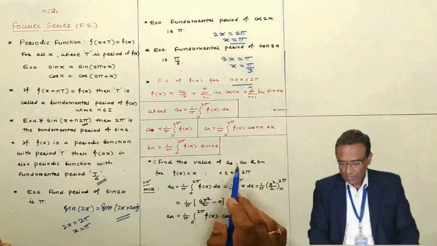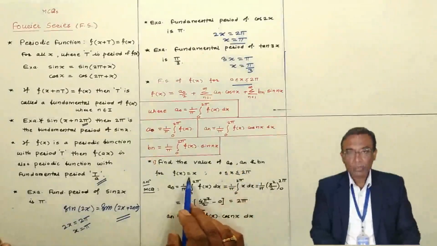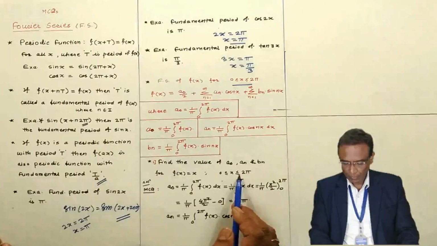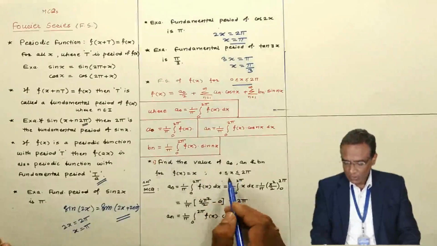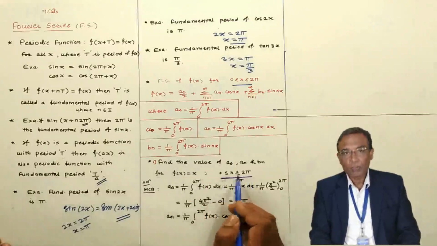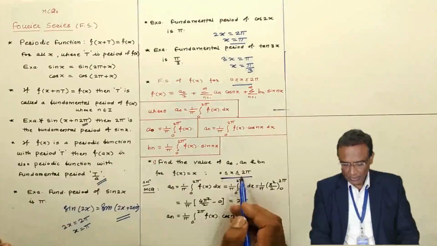Now, very quickly, some problems on Fourier series. Find the value of a0, an, bn for this function, where x belongs to 0 to 2 pi. In Fourier series, first of all we have to check the range. What is the range? 0 to 2 pi is the range.